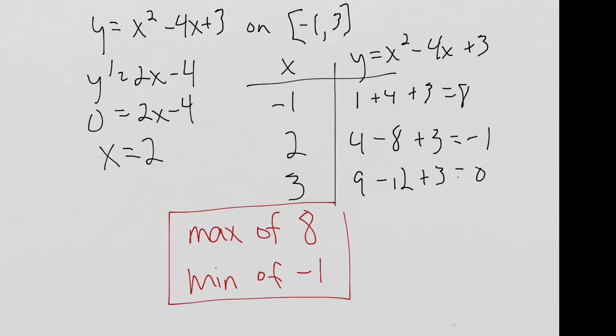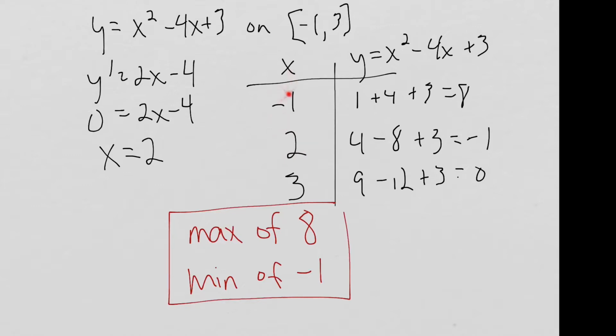So what I do on this one is I start with the function. There's my interval. I find the derivative, 2x minus 4. I set it equal to 0. That gives me x equals 2. Then what I need to do is check all critical values within the interval and the endpoints. So 2 there is between negative 1 and 3. So that critical point is in the interval.